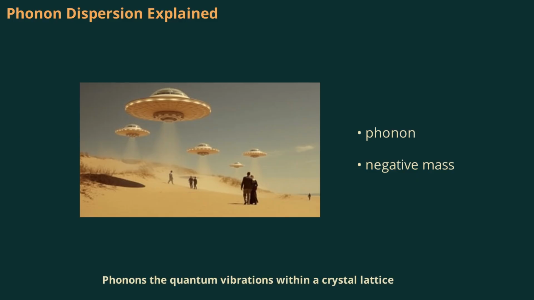Phonons, the quantum vibrations within a crystal lattice, play a central role in the H-PLGD. The dispersion relation for these phonons determines how energy and momentum are distributed. By engineering the lattice so that certain regions have negative curvature, the system can create zones of negative effective mass. This is interpreted as negative gravity, a key mechanism for controlling the inertial environment inside and around the craft.